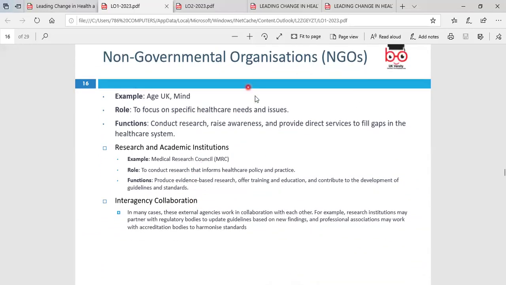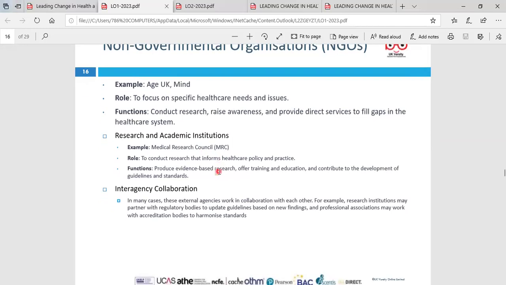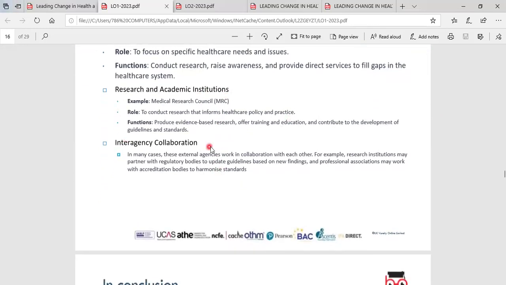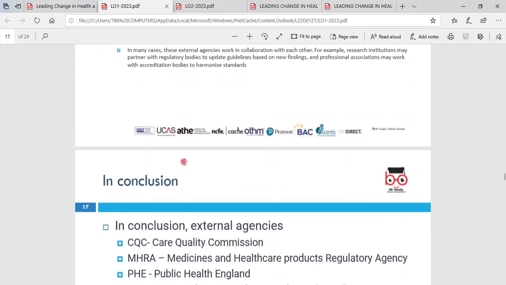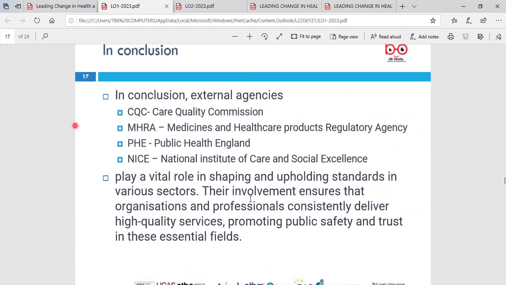Then you have certain non-government organizations. For instance, you have Age UK, you have Mind. They focus on healthcare needs and issues, and they conduct research. They fill in the gaps within the healthcare system. And then you have research and academic institutions. You have interagency collaborations also. So we've talked a bit about all of these, basically.